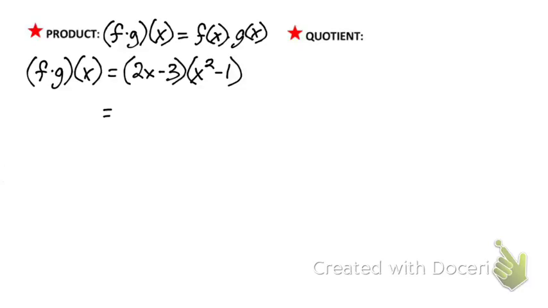All right, as you know, I don't use FOIL or anything. What I actually do in my head is I just do 2x times x squared, and then I do 2x times negative 1. Well, 2x times x squared is 2x squared. 2x times negative 1 is minus 2x. Then what I do is I move on to the next, that negative 3. I do negative 3 times x squared.